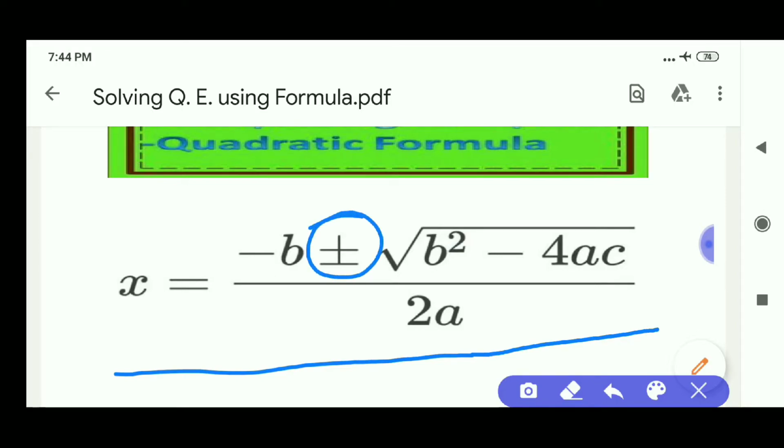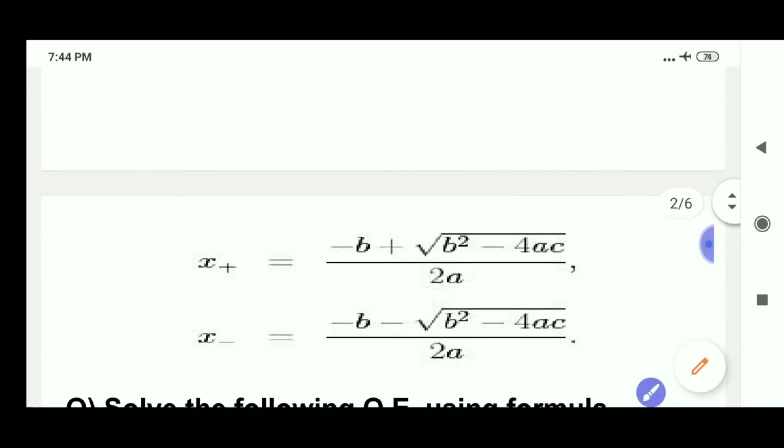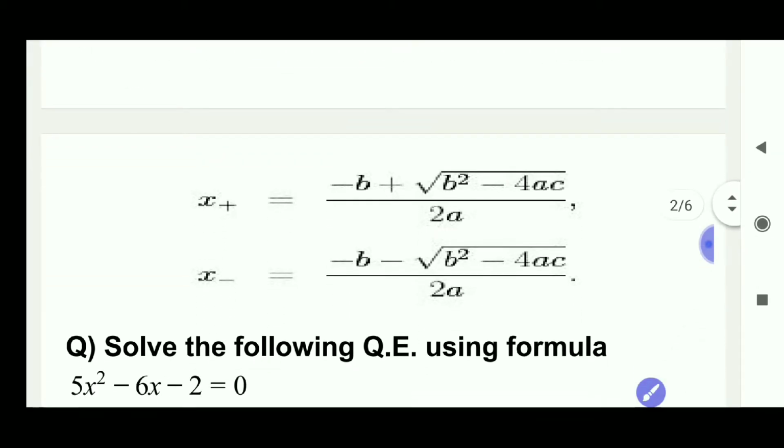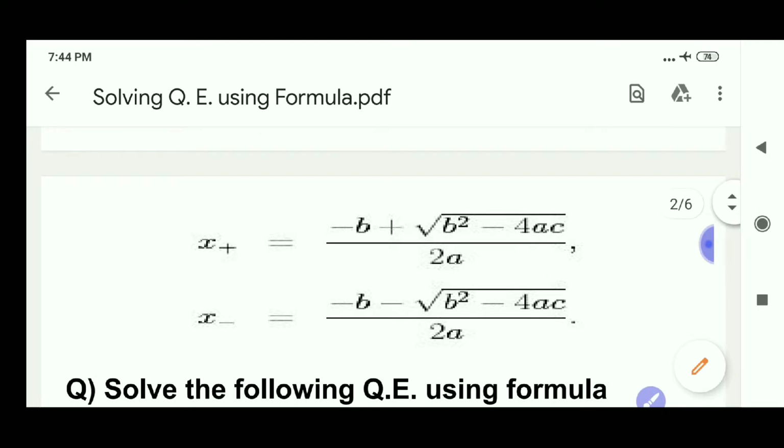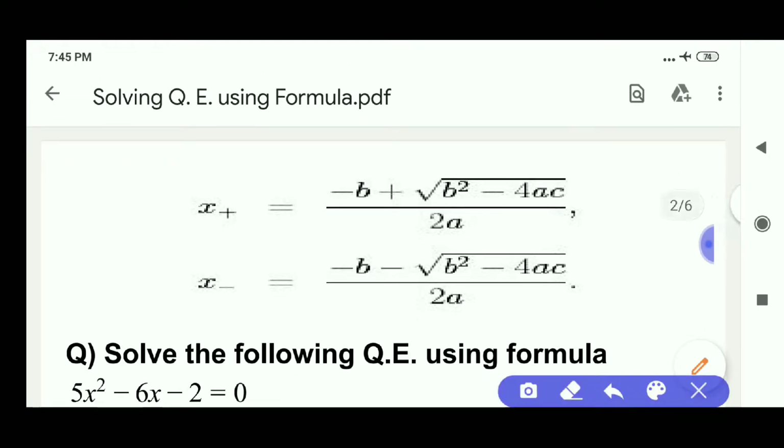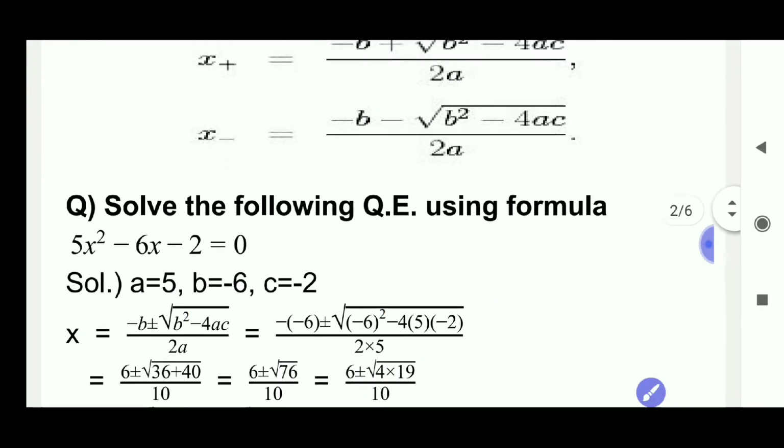Observe here. What is this? Plus or minus. That means one root is for plus, the other root is for minus. We will have two roots. One will come by using plus and another root will be obtained by using minus. Let us go into the questions without any delay.